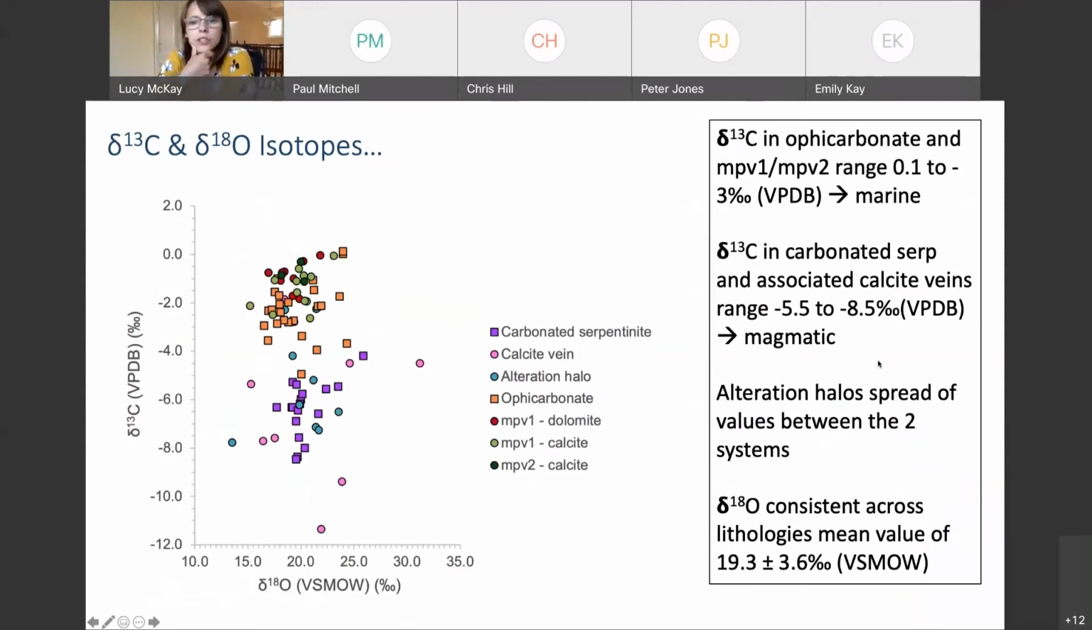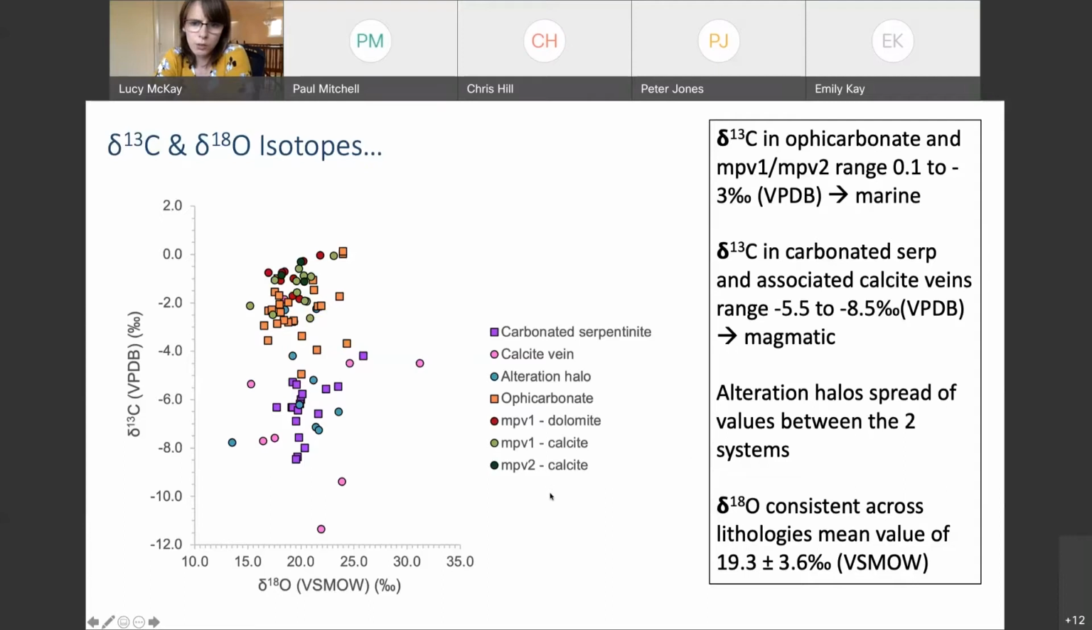So in order to constrain the isotopic composition and sources from which the carbonate in the Highland Border ophiolite grew, I did some preliminary measurements of delta 13C and delta 18O at the Scottish Universities Environmental Research Centre in East Kilbride. The results show that delta 13C and delta 18O vary across all units.